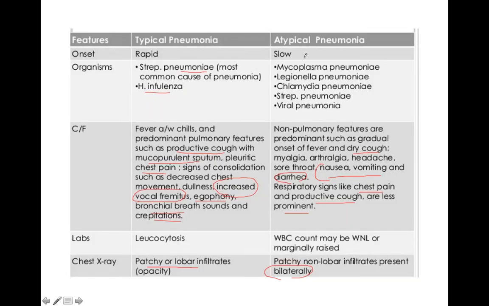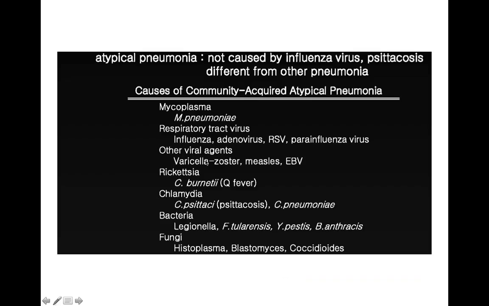So these are the causes of atypical pneumonia: Coxiella burnetii, Chlamydia, Legionella, Francisella, Yersinia pestis, Bacillus anthracis, and fungi like Histoplasma, Blastomyces, Coccidioides. These are various causes of atypical pneumonia.